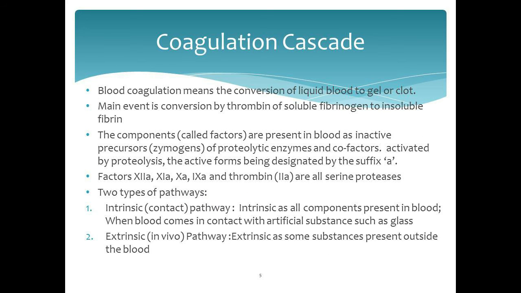Coagulation cascade. Blood coagulation means the conversion of liquid blood to gel or clot. The main event is conversion by thrombin of soluble fibrinogen to insoluble fibrin. The components, called factors, are present in blood as inactive precursors, zymogens, of proteolytic enzymes and cofactors, activated by proteolysis, the active forms being designated by the suffix a. Factors 12a, 11a, 10a, 9a and thrombin, 2a, are all serine proteases.